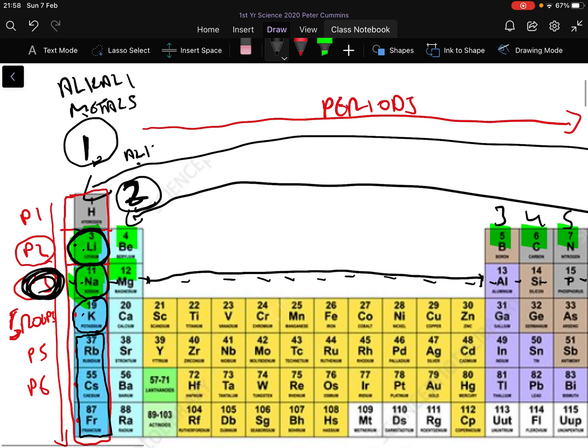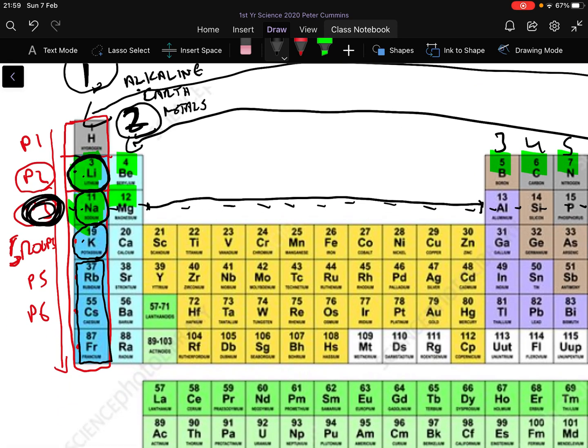Group 2 are the alkaline earth metals. I'll just write them in so you can see them in one space. So when we get down here, rubidium, cesium and francium, these are dangerous, nasty metals.